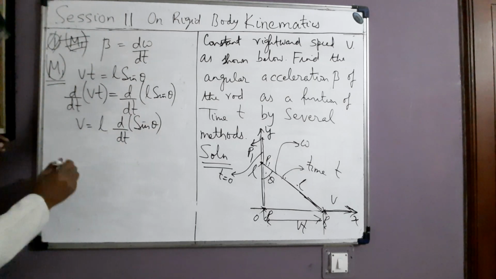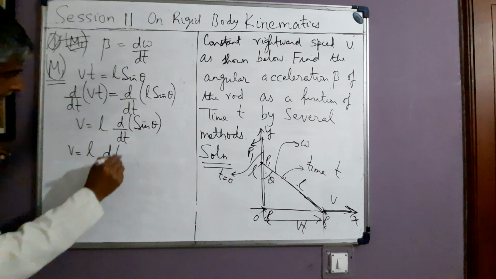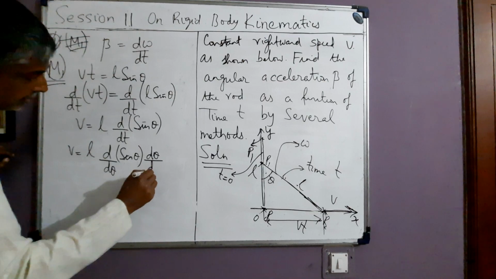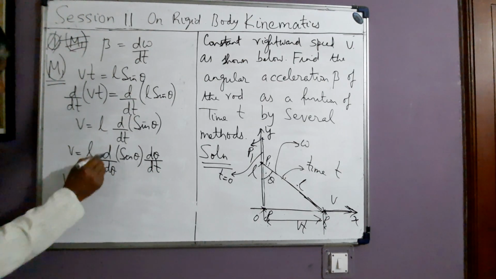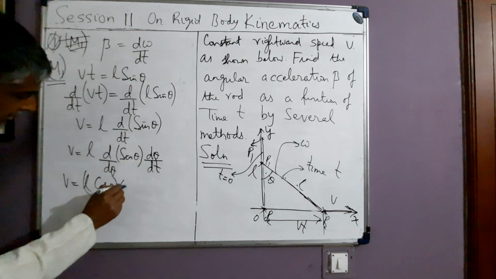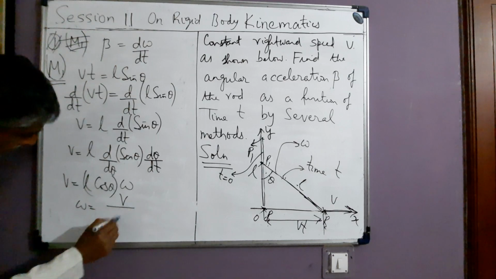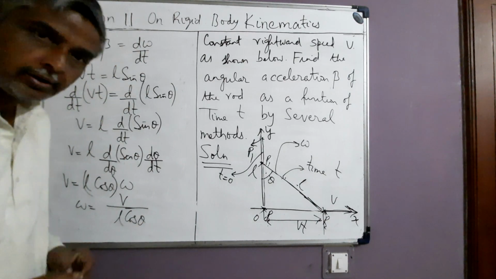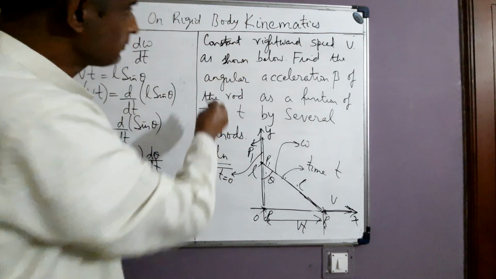So this I write as L times d by d theta of sin theta into d theta by dt. So V is equal to L times cos theta, since d by d theta of sin theta is simply cos theta, and d theta by dt is nothing but omega. So omega becomes V by L into cos theta. This is omega. Now I'll drop this here.